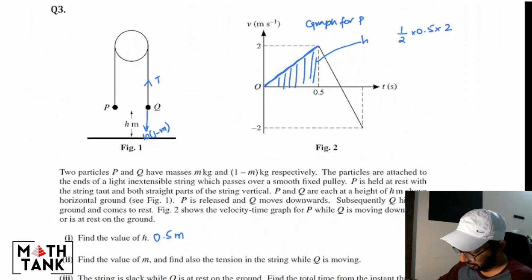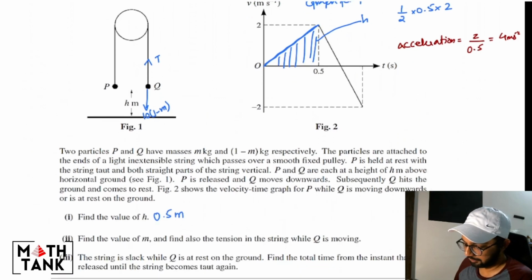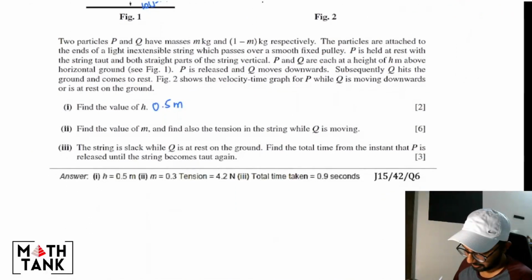So in the first stage of the motion, when the system is active, what I know from here is that this graph also helps me calculate the acceleration in the system. So acceleration is just the change in speed over the change in time. So the acceleration is 4 meters per second squared, or I can just calculate the gradient of the first part of the graph.